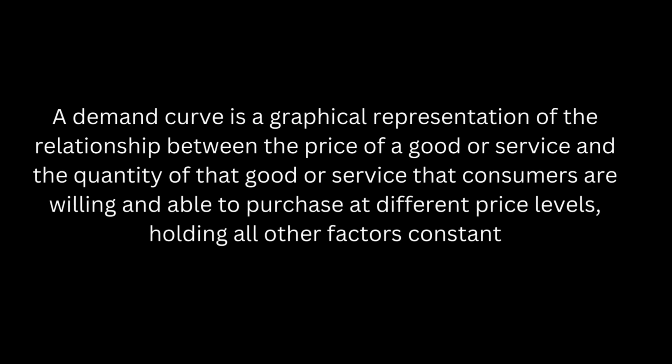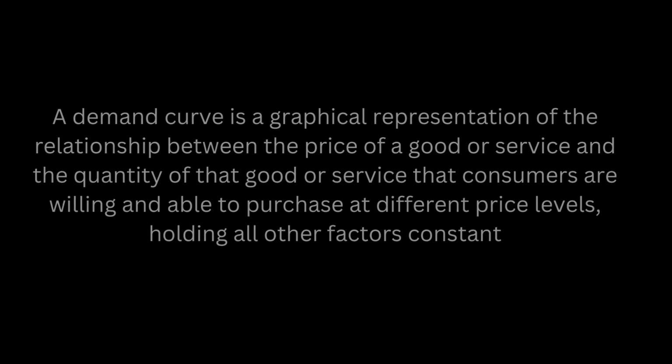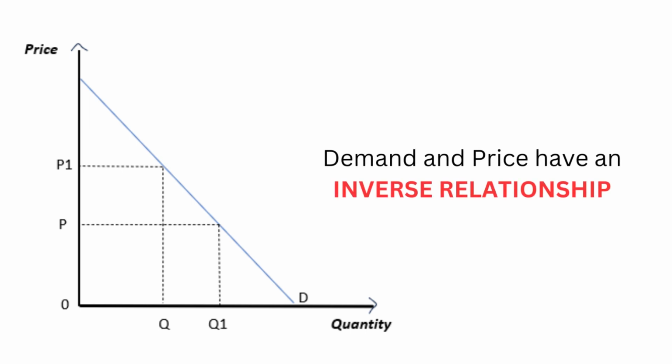A demand curve is a graphical representation of the relationship between the price of a good or service and the quantity of that good or service that consumers are willing and able to purchase at different price levels, holding all other factors constant. In other words, it shows how the quantity demanded of a product changes in response to changes in its price. The demand curve typically slopes downward from left to right, indicating an inverse relationship between price and quantity demanded. This means that as the price of a product decreases, consumers are generally willing to buy more of it, and as the price increases, they are willing to buy less.